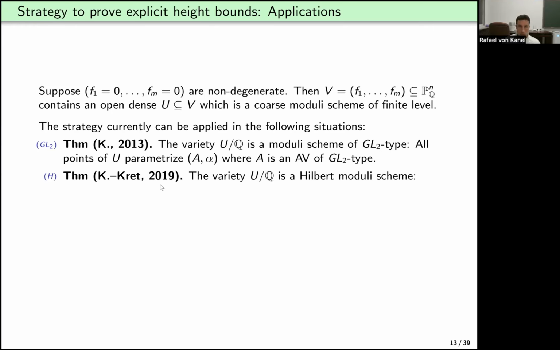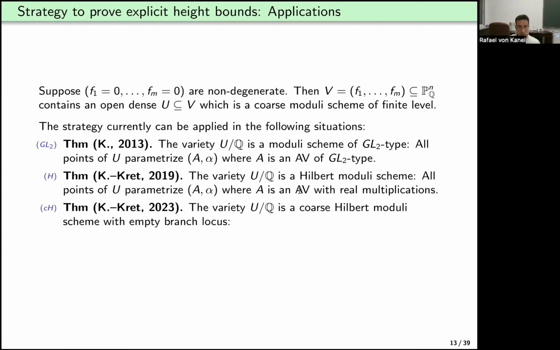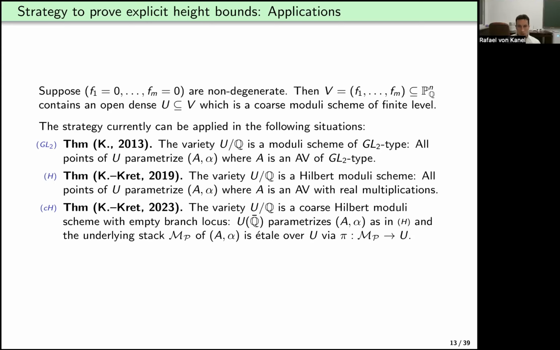Then this was extended in a joint work with Arno Kret. We showed that we can actually assume that U over Q is a Hilbert moduli scheme. In some sense, it's more special than these situations, but it also has some more structure. Here we assume the A all have real multiplication. And then this was further extended in joint work again with Arno Kret. We showed that actually U over Q is just a coarse Hilbert moduli scheme with empty branch locus. Here we only know that the Q-bar points parametrize such pairs, and also there's some technical extra condition that the branch locus is empty.